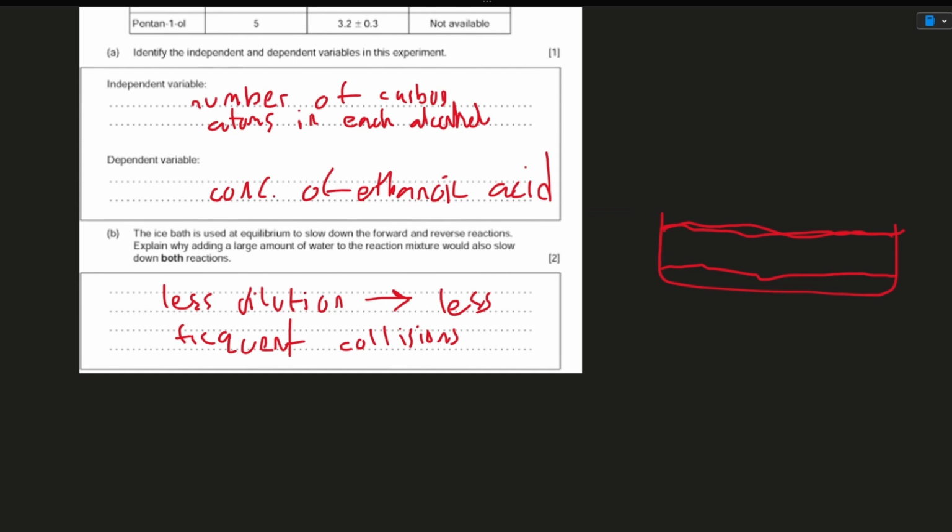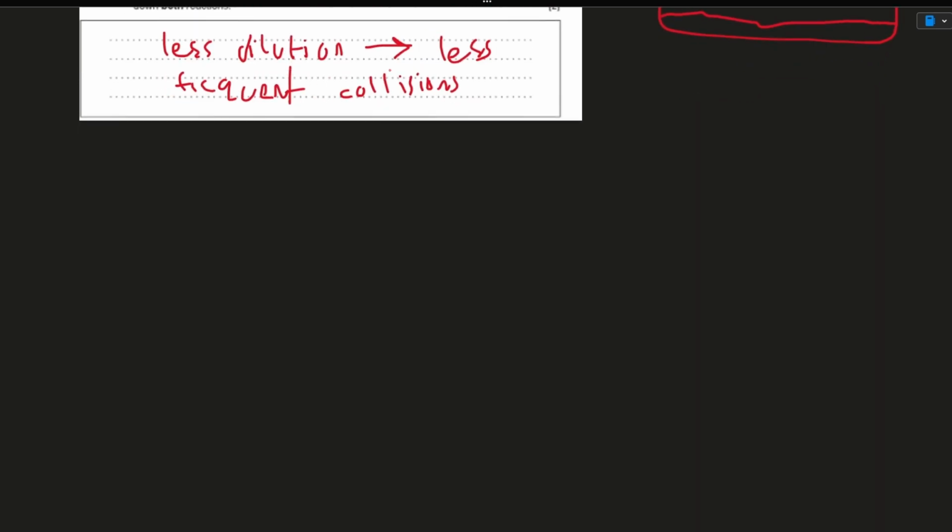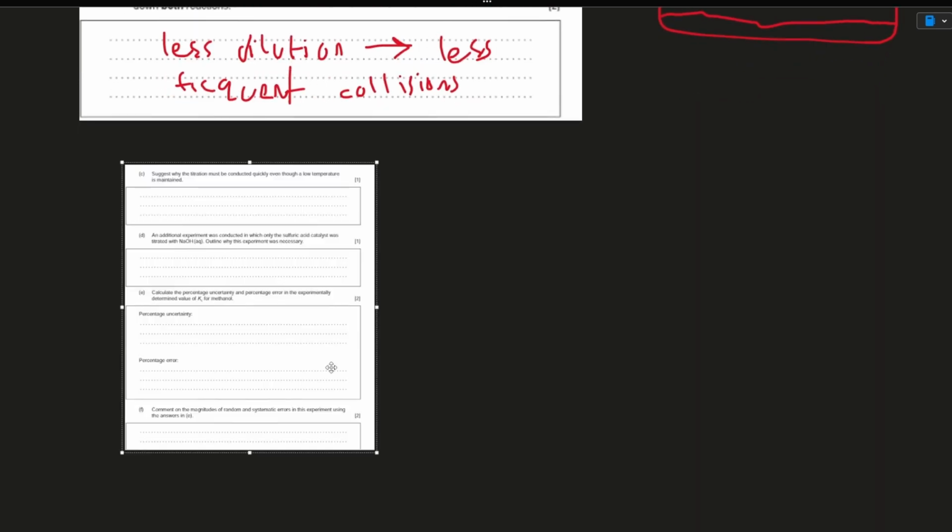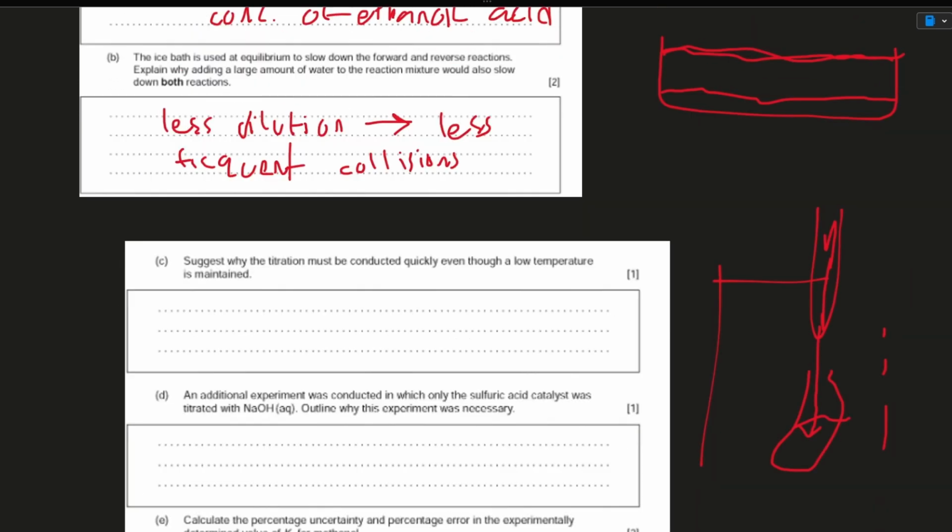And let me just go ahead and paste the rest of the question. Right, so for part C it says, suggest why the titration must be conducted quickly even though a low temperature is maintained.